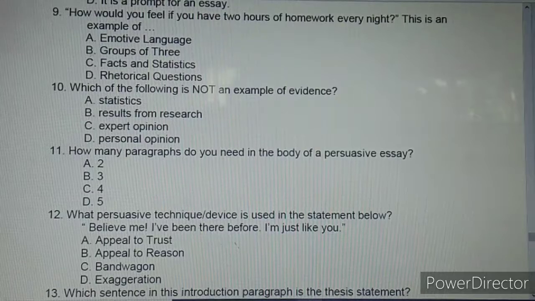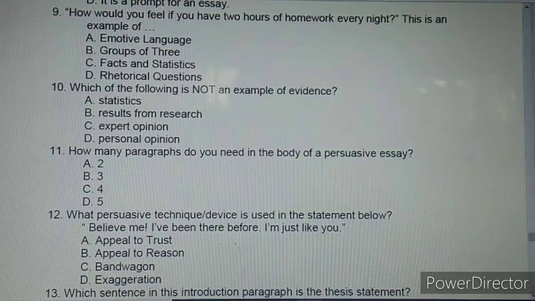Next we have number 10. Which of the following is not an example of evidence? A. Statistics, B. Results from research, C. Expert opinion, or D. Personal opinion. The correct answer for number 10 is letter A. Statistics.